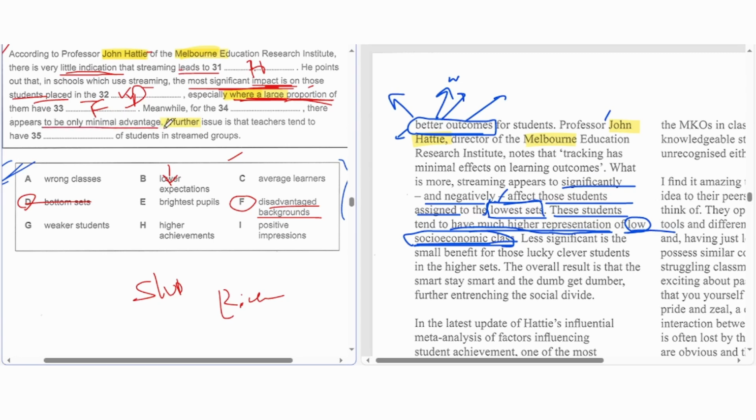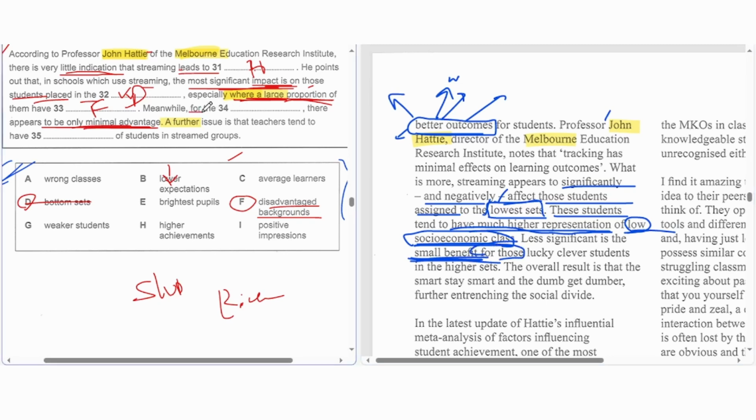So you're looking for who is getting minimal advantage, a little bit of advantage, not a lot of advantage. That's what we are looking for, nothing else. Less significant means small benefits. Small benefits means minimal advantage. Small benefits for who?